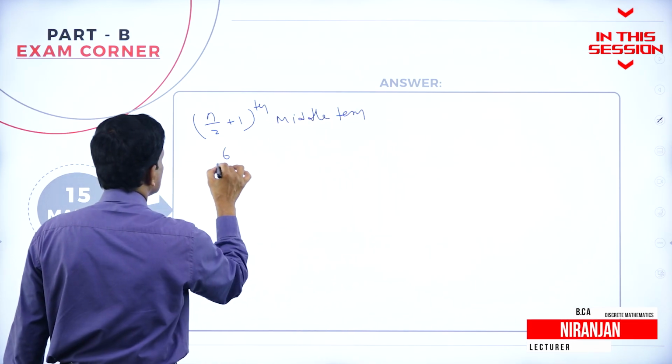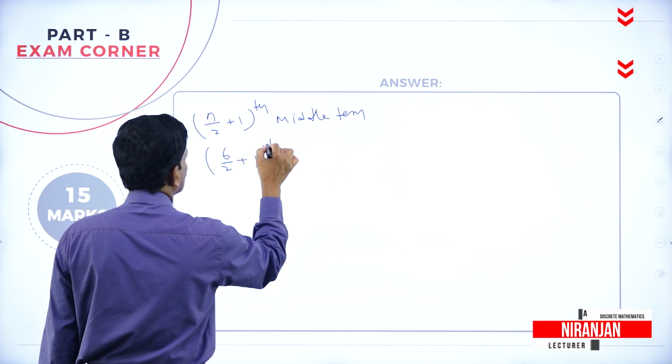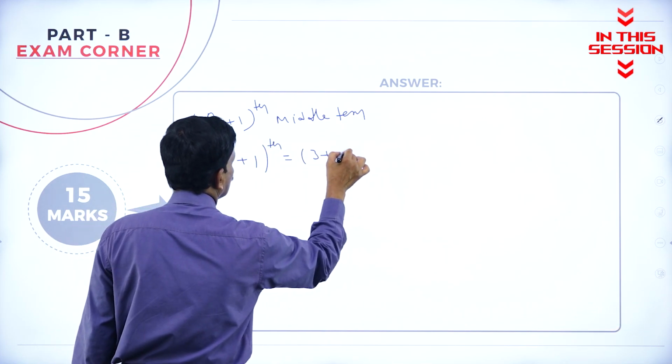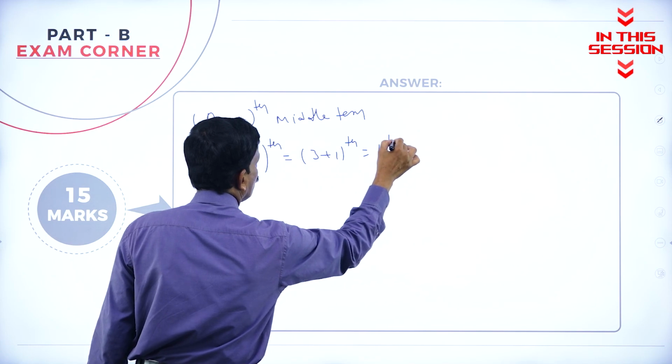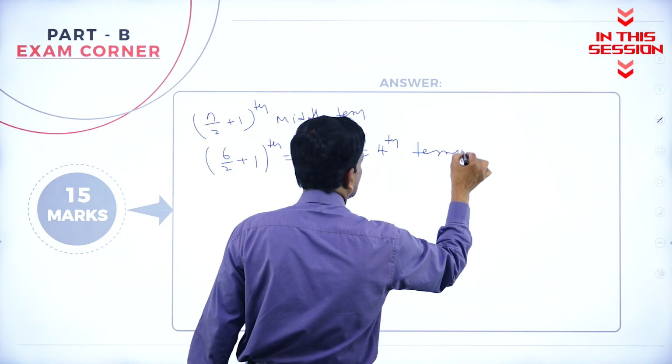So what is n here? The (6 by 2 plus 1)th term. 6 by 2 is 3, plus 1th term. That is nothing but the 4th term. The 4th term is the middle term.